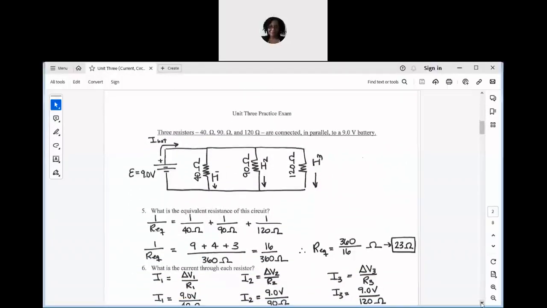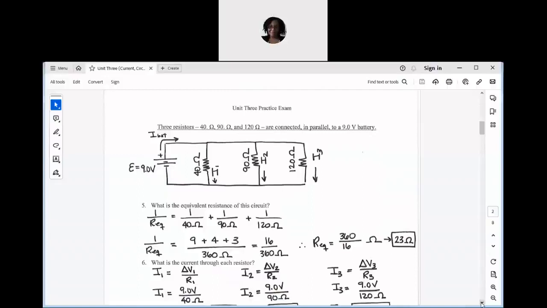So the next set of questions, let go of the system that we worked with in questions 1 through 4. We're starting over fresh with 3 resistors, 40 ohms, 90 ohms, and 120 ohms that are connected in parallel to a 9.0 volt battery. So this would be the case where this circuit is one whose equivalent resistance I can figure out. In other words, I have just a single battery.